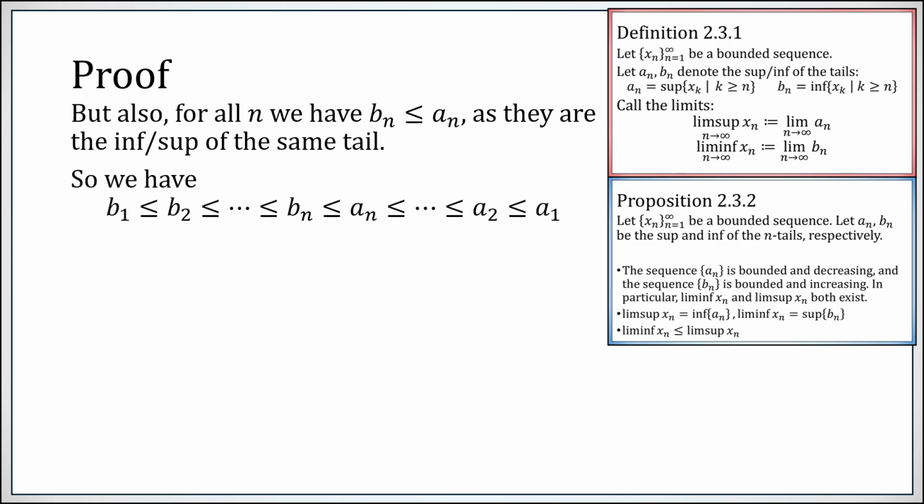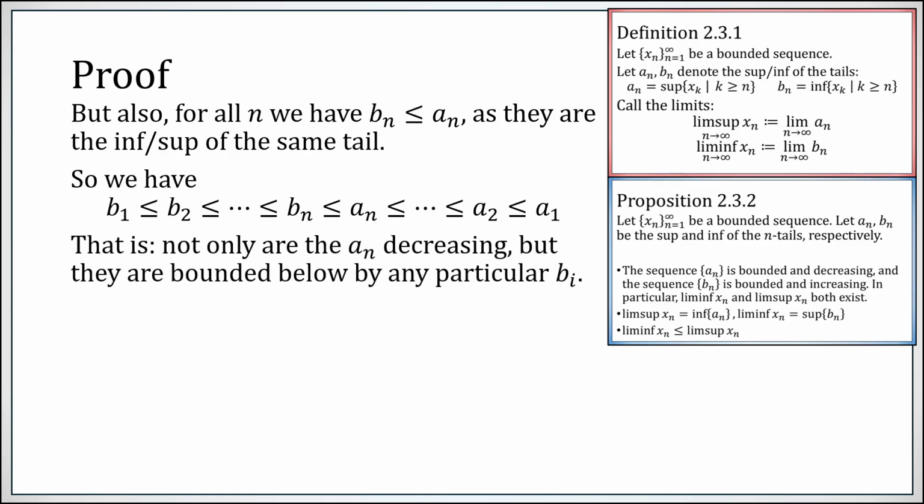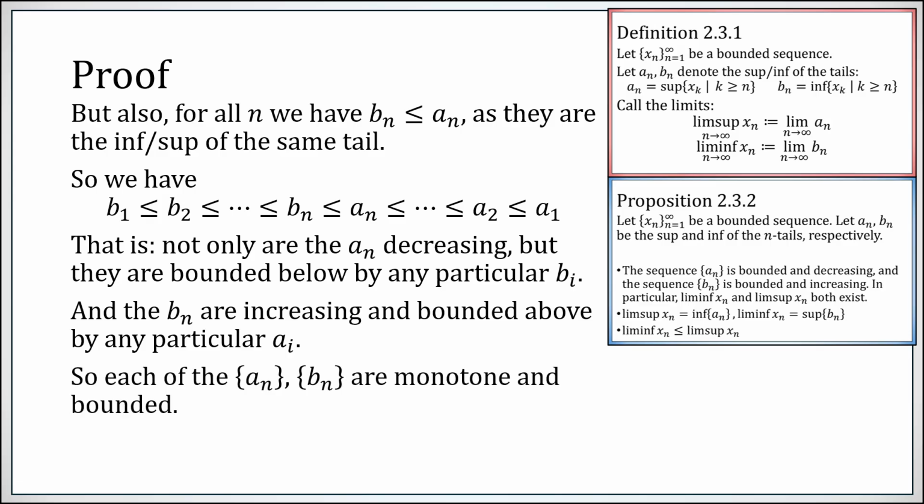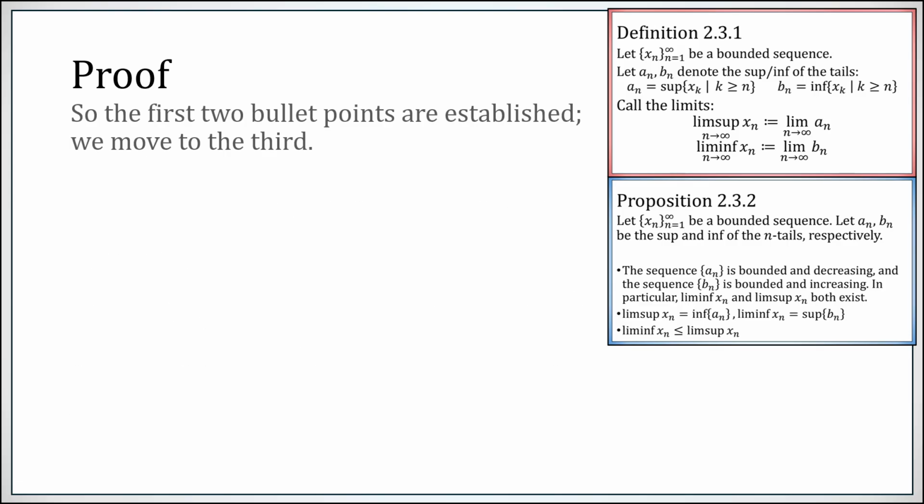So we can chain all of these inequalities like so. b1 less than or equal to b2 and so forth all the way up to bn, less than or equal to an, and so forth all the way to a1. So not only are the an's decreasing, but they are bounded below by any particular bi, and the bn's are not just increasing, but bounded above by any particular ai. Therefore, each of these sequences is monotone and bounded. This means we have established the first two bullet points.